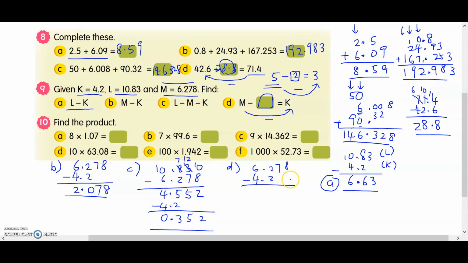You minus K. K is 4.2. 8 minus 0 is 8. 7 minus 0 is 7. 2 minus 2 is 0. Decimal point. 6 minus 4 is 2. So you get 2.078.